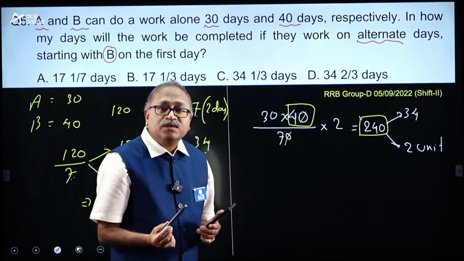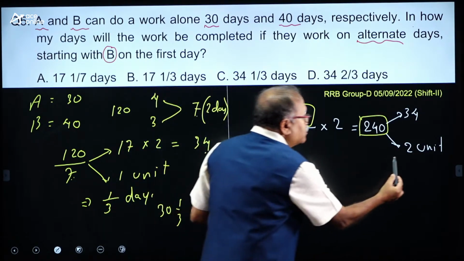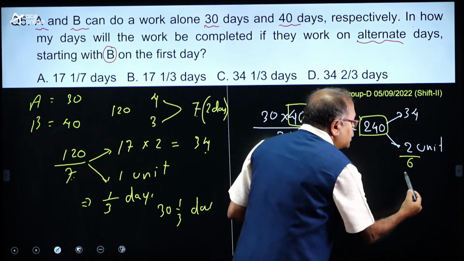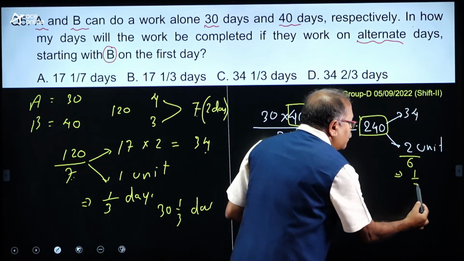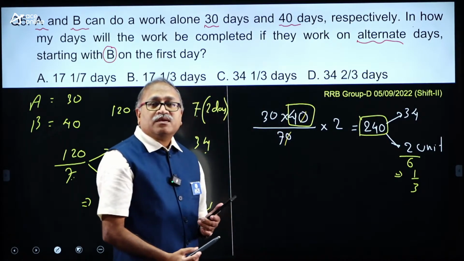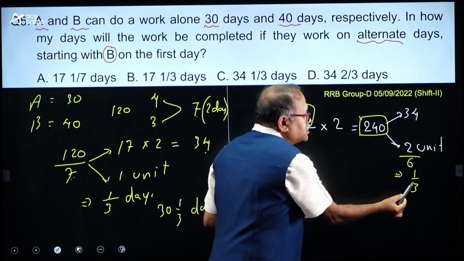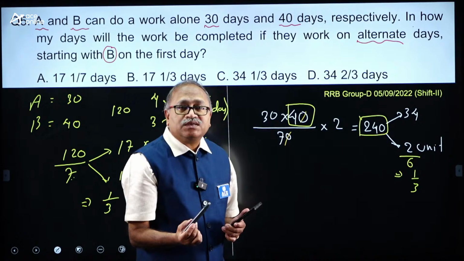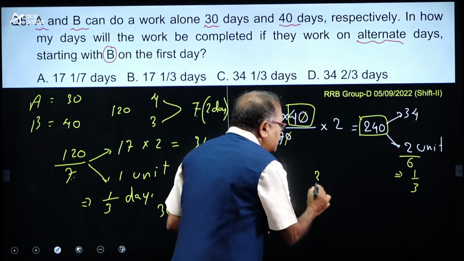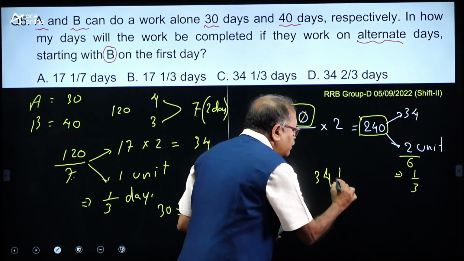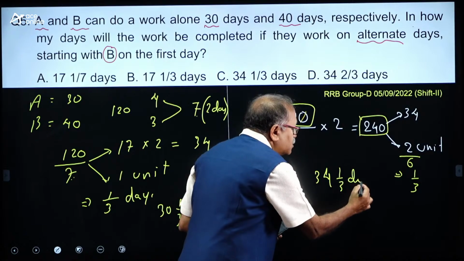How much are you getting? 6. So the number of days here will be 2 by 6, which is nothing but 1 by 3. So another 1 by 3 days. So 34 days plus another 1 by 3 days, and that comes to 34 1 by 3 days. That's all.